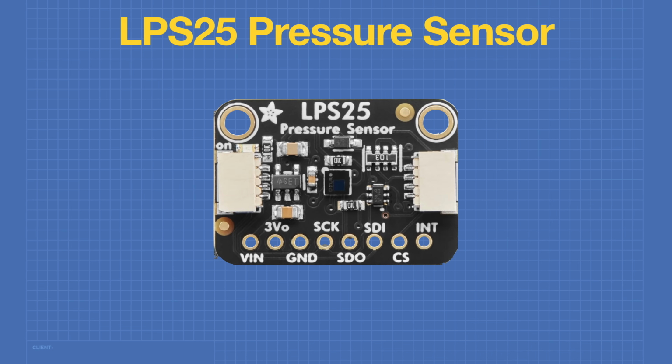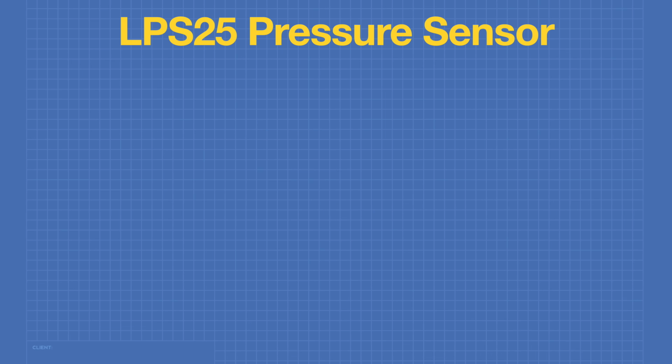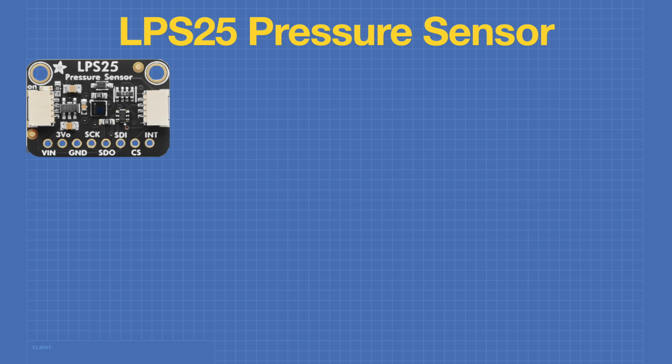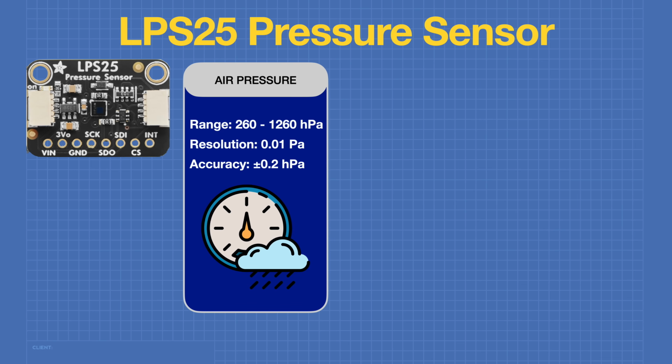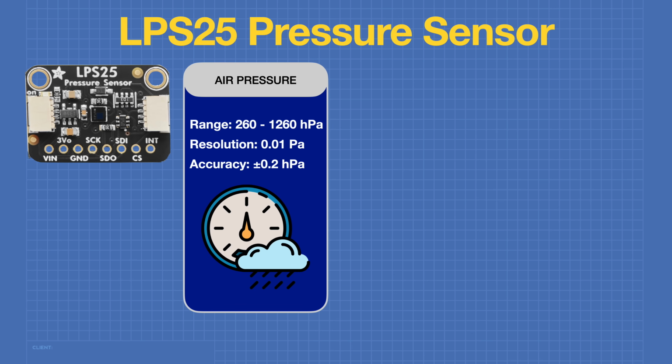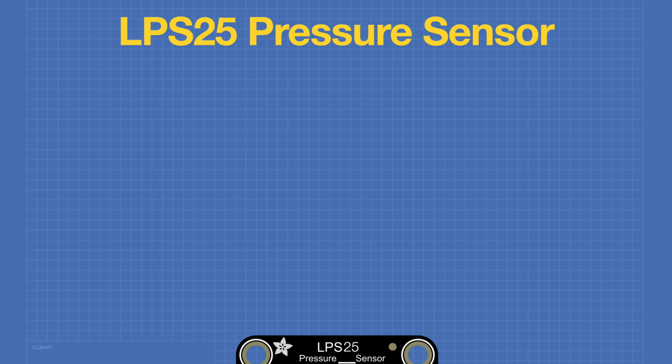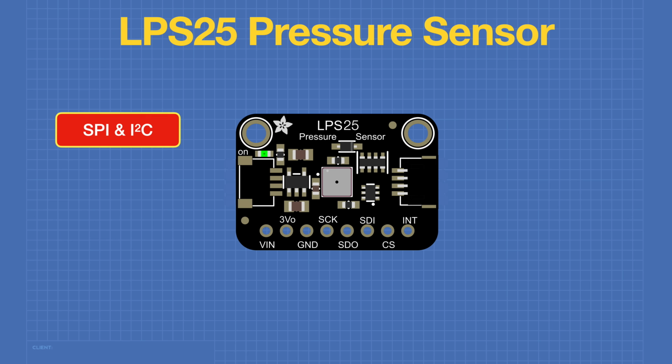The LPS25 is a high-precision air pressure sensor. The device only measures air pressure, but it measures it over a wider range and with much higher resolution and accuracy than the other two sensors we've looked at today. The LPS25 module from Adafruit uses both the SPI and I2C bus. As with our other two modules, it has two quick connectors for easy I2C connections.